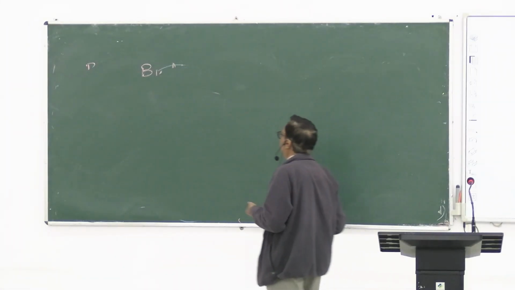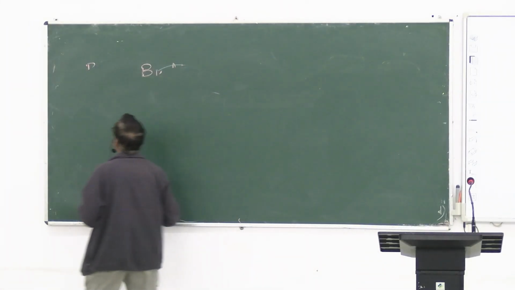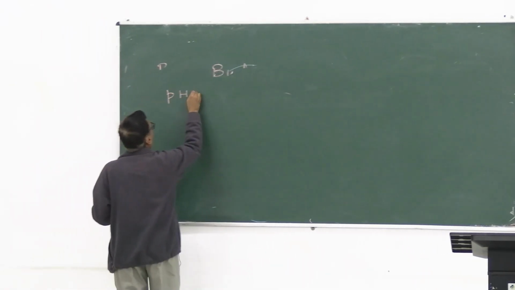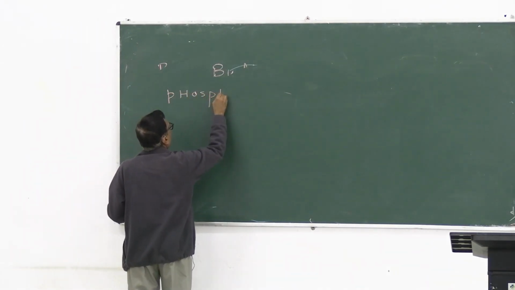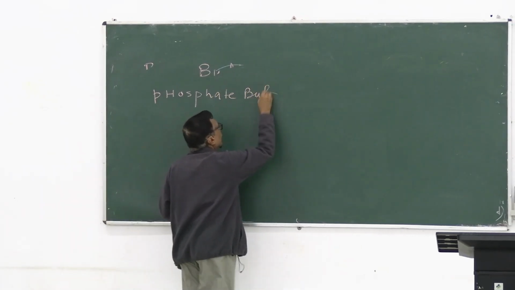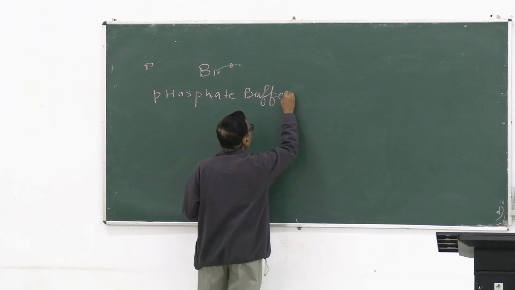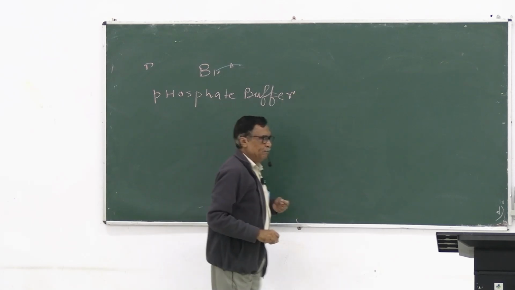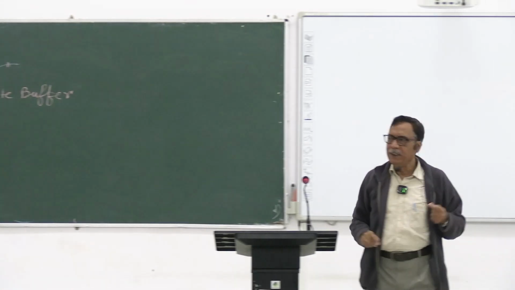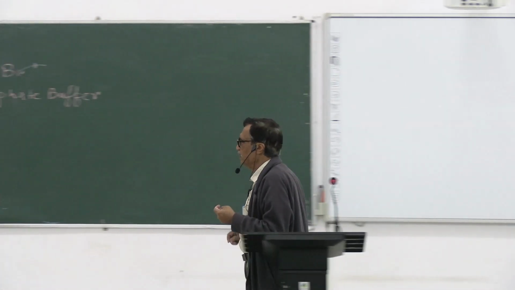Now, the phosphate buffer. These two buffers are the important ones. In the case of the phosphate buffer, there are two components. The phosphate buffer is present mainly in the kidney. Later on, you will see how the phosphate buffer helps to maintain pH.